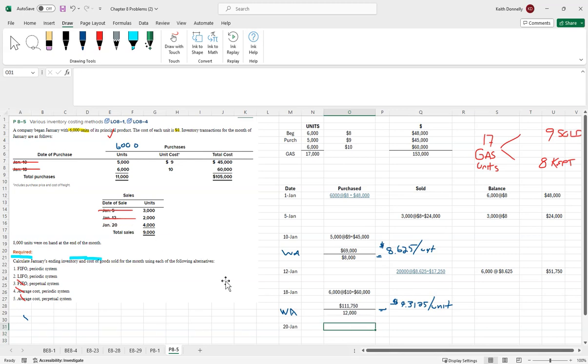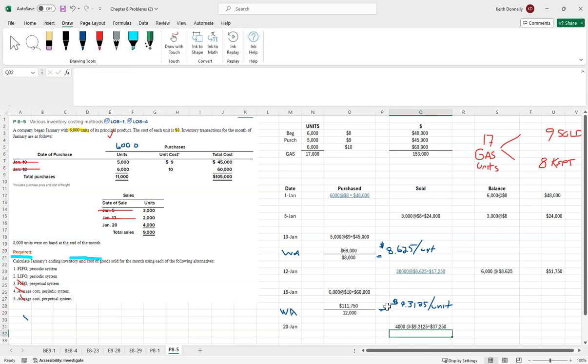Finally here, January 20th, we sold 4,000 units. So we sold 4,000 units at, we're going to use that weighted average we just calculated, 9.3125. We're looking at $37,250 here.